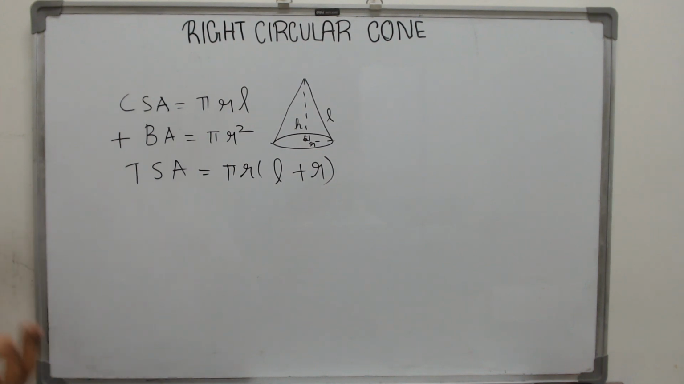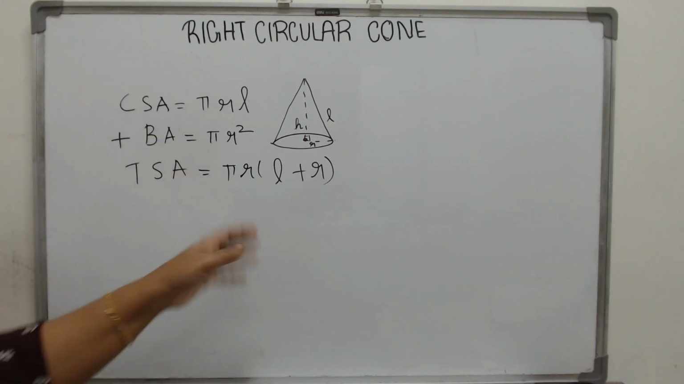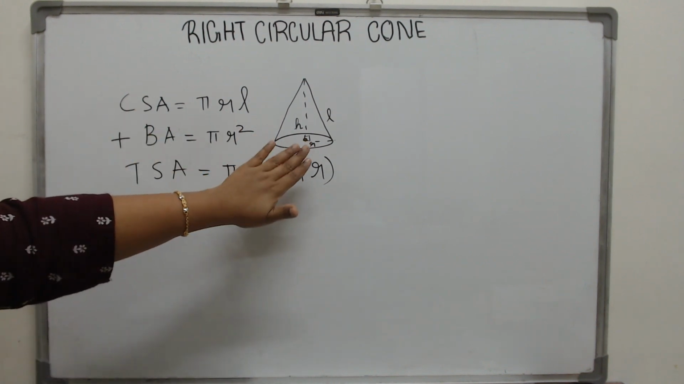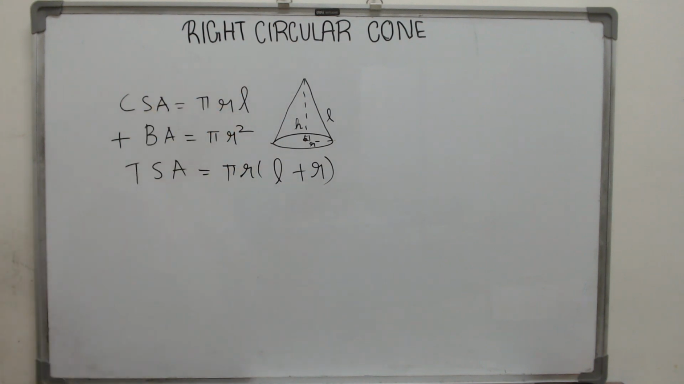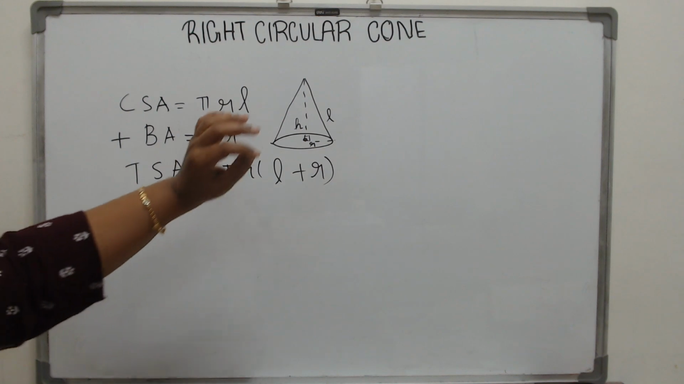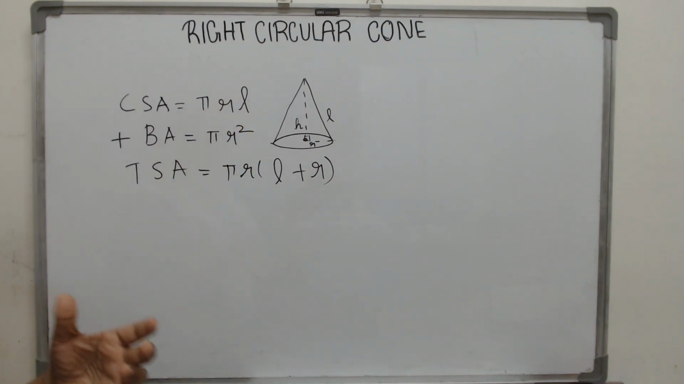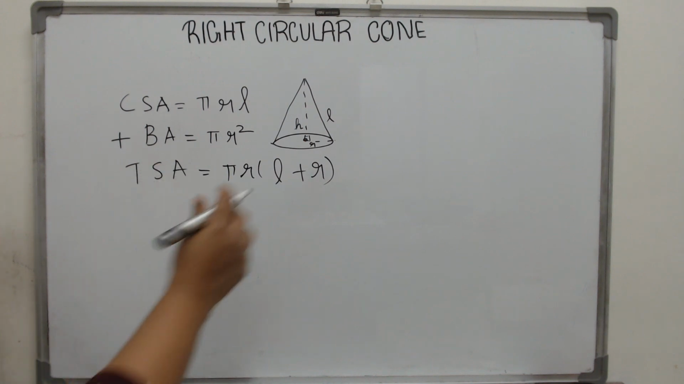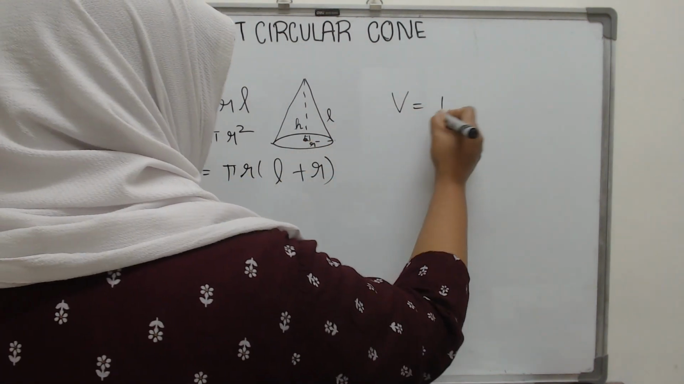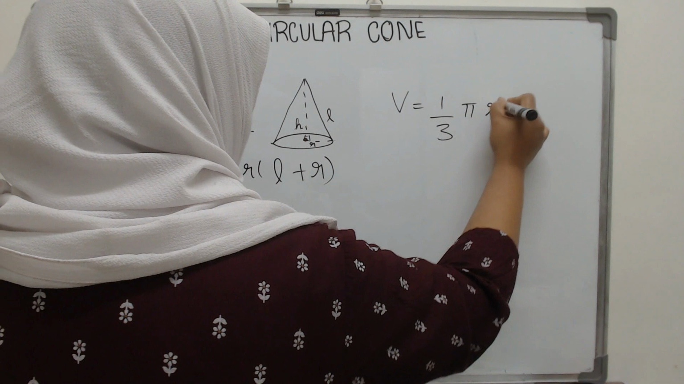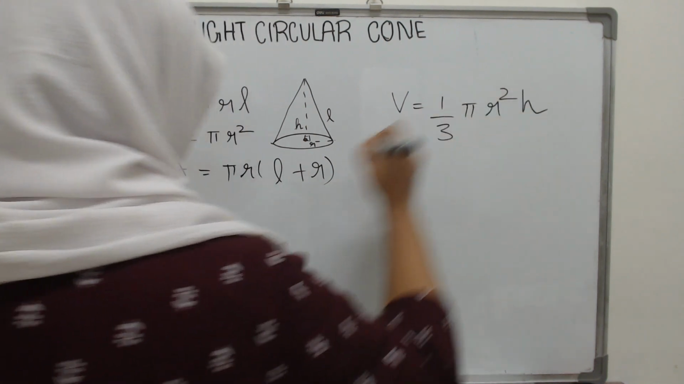Now we will move on to the volume. If the surface area is what happens outside, volume is how much you can store inside a cone. For example, if you have seen your ice cream cone, right? How much ice cream can you fill inside a cone? Or if you have a funnel, how much oil can you store inside a funnel? That is what volume is all about. How much this cone can hold. That is 1 by 3 pi r square H.